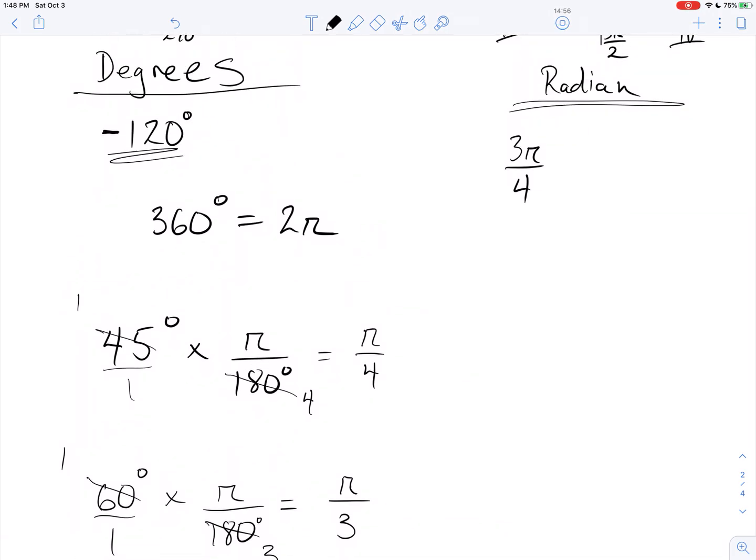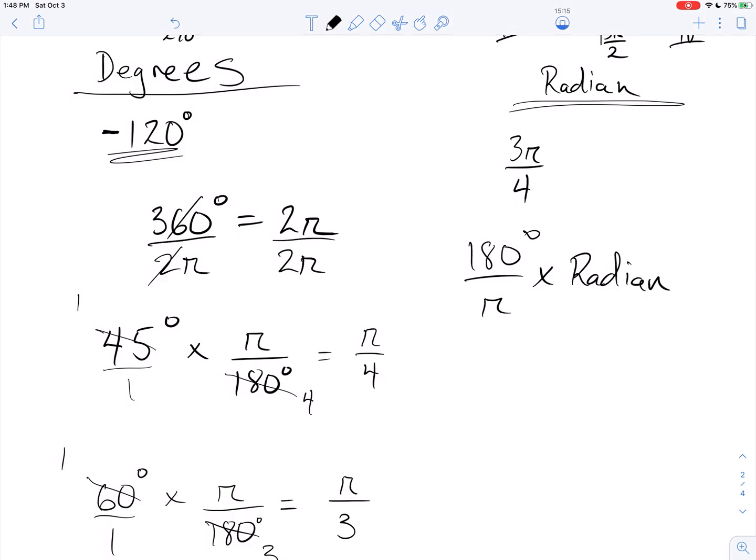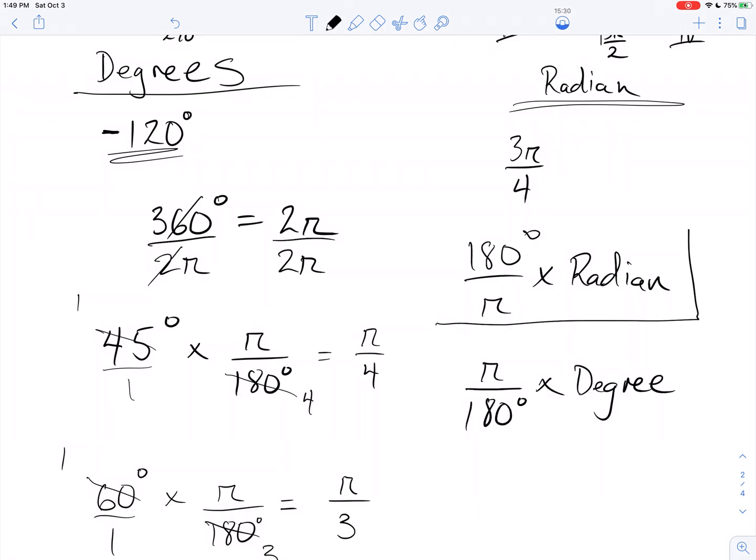Think about it. 360. Look, that would cancel. I'd get 180 over pi. Well, guess what? If you multiply that times any radian, you will convert that number into degrees. And vice versa. If you look at the relationship the way I've been using it, it's this way. Those are our two conversion formulas.